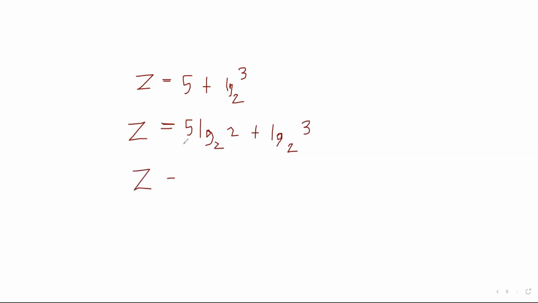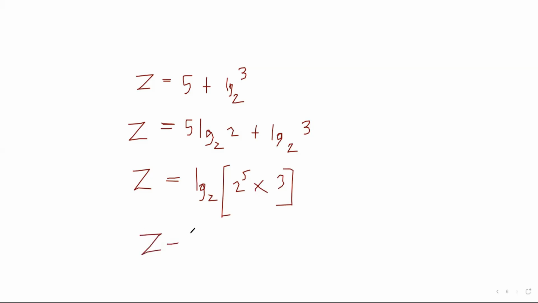So z is actually, bring up the power, log to base 2 of 2 to the 5th power, and then it is being multiplied by 3. Now 2 to the 5th power is 32. And 32 times 3 is 96.